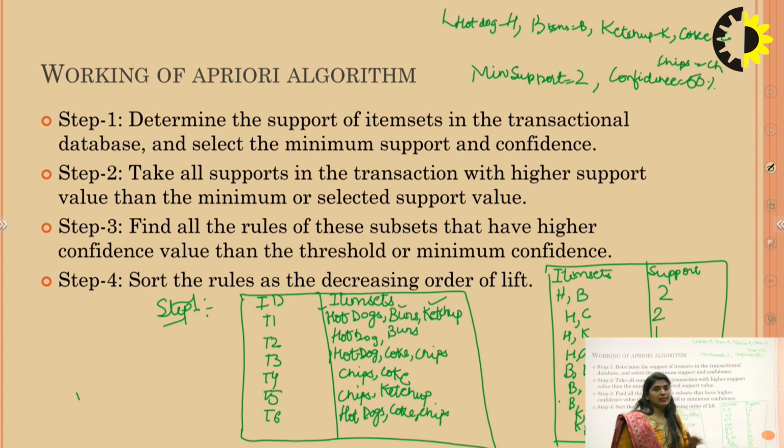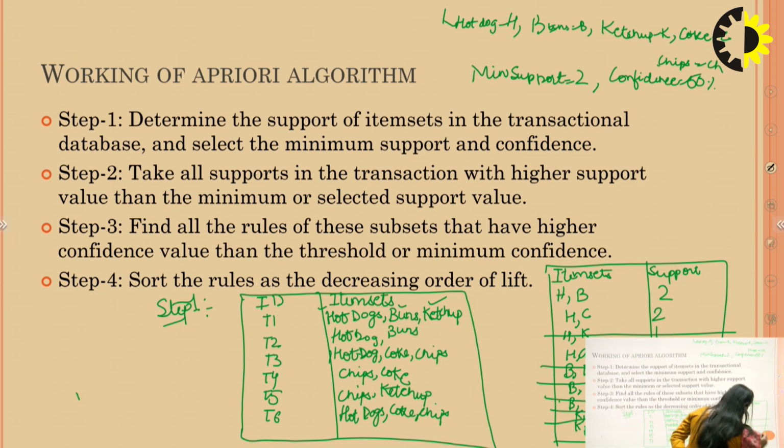Now, what is our next step? Now, we will again discard the values which are having the support count less than 2. So, here we will discard these values. This one, and this one. This one also. These are the values which are discarded because they are having the support count less than 2.